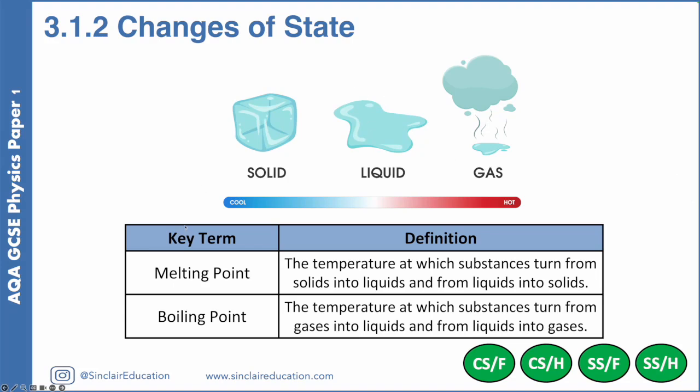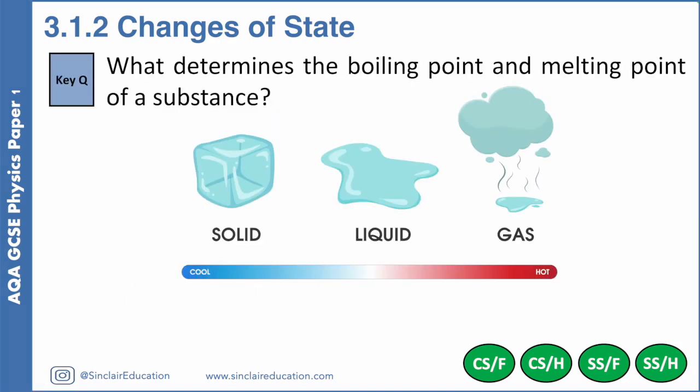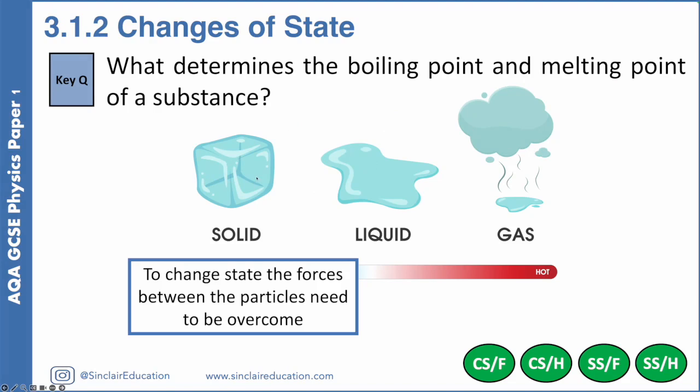Now it's worth mentioning that some substances can change straight from a solid into a gas through a process known as sublimation. What this means is that their melting point and boiling point are the same temperature. And this would apply, for example, to carbon dioxide. So different substances have different melting and boiling points, and it's all down to the forces between the particles. The stronger those forces are, the higher the melting and boiling point is going to be.